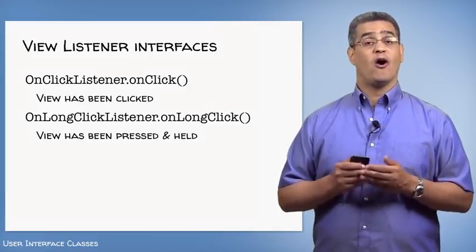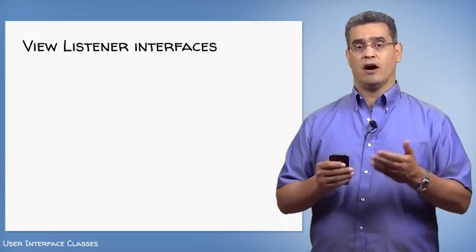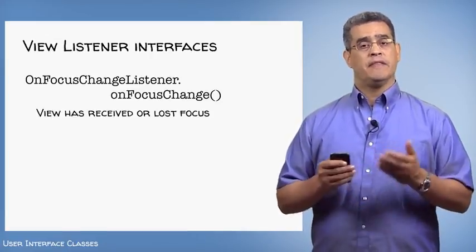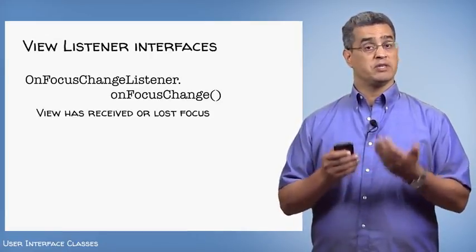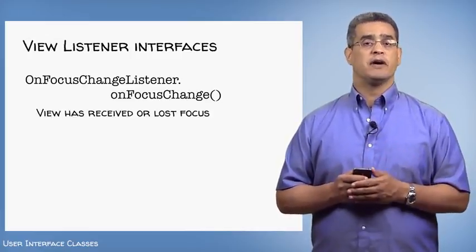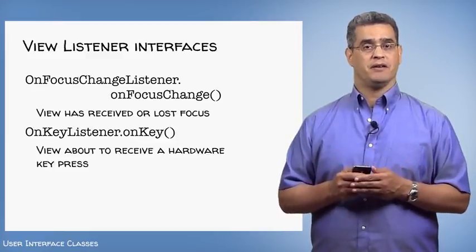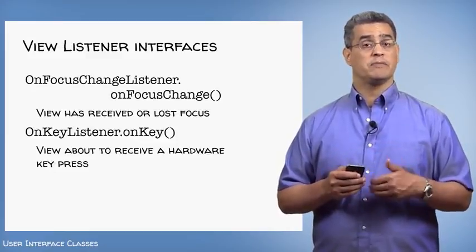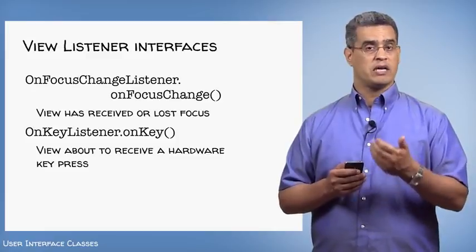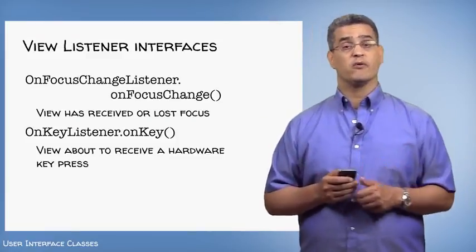The view class also defines an onFocusChange listener that has an onFocusChange method, and this method is called when a view has received or lost focus. It also defines an onKeyListener interface that has an onKey method, which is called when the view is about to receive a hardware key press. And there are many other events that you can listen for as well.